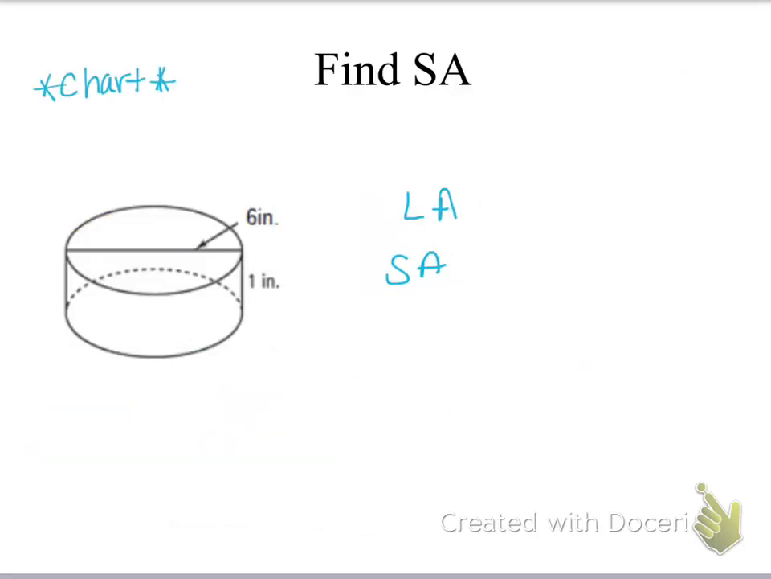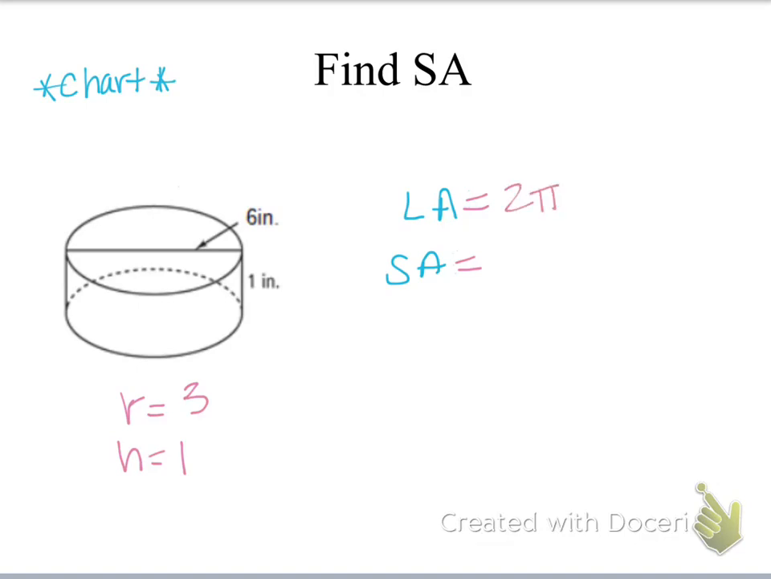Okay, so your first example would be on your chart again. I'm going to show you how to do lateral area and then add the area of the bases to it, and then we can just plug and chug straight from the equation from here on out if we really want to. So lateral area is 2 pi r h, so my radius we need, my height we need. My radius all the way across is 6, so my radius is 3. My height that connects my two circles is 1.